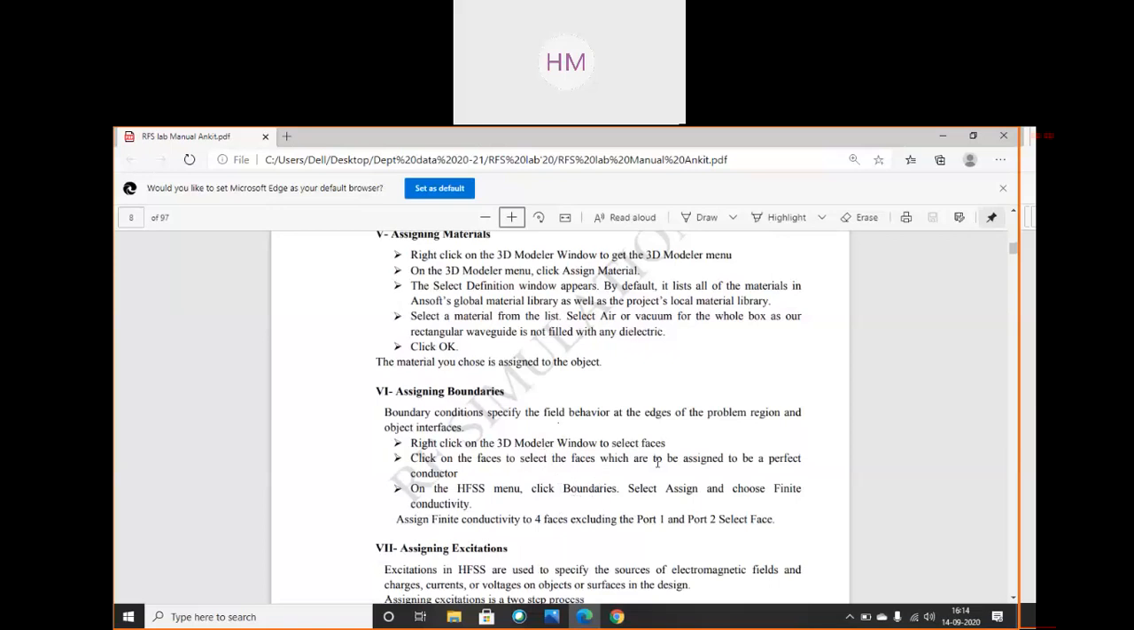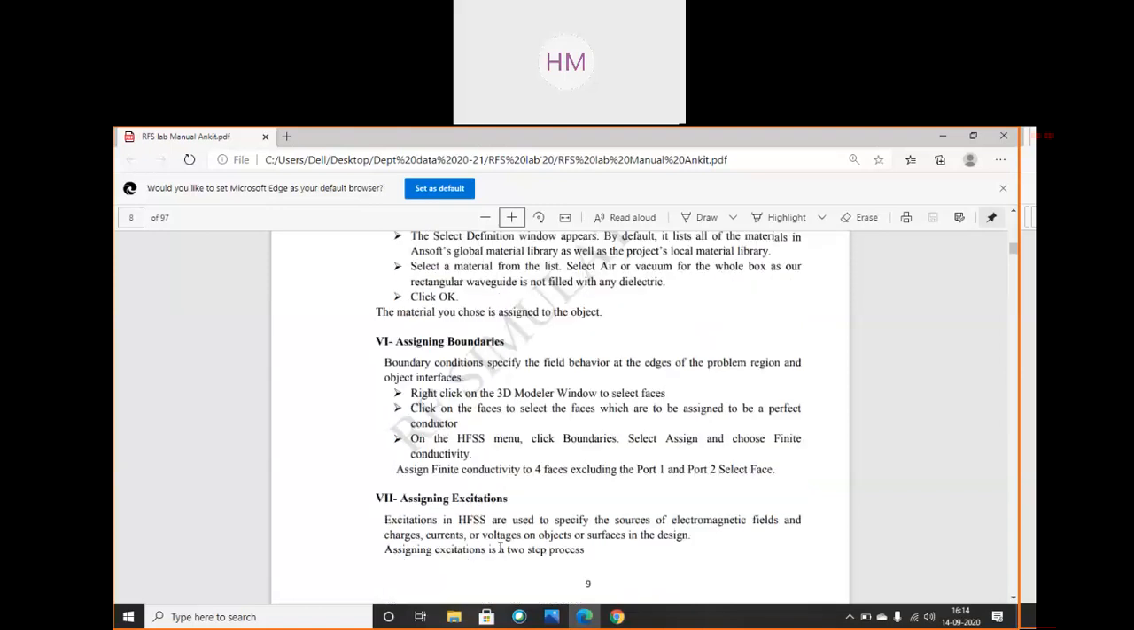After assigning the boundaries, on the HFSS menu, click boundaries, select assign and choose finite conductivity. Choose finite conductivity because your device should be conductive. Assign finite conductivity to the four faces excluding port 1 and port 2. Select face. Port 1 and port 2.